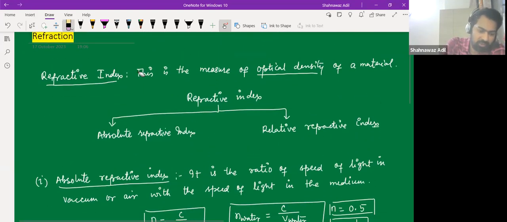Please note it down. Then we will talk about refraction. In this class, I will do some derivations, and in the next class, I will do all the questions based on the derivation. Whenever you come to the next class, please revise this question, at least for the reflection part.